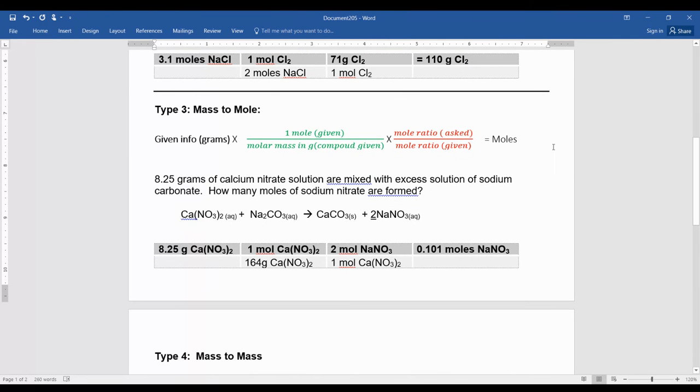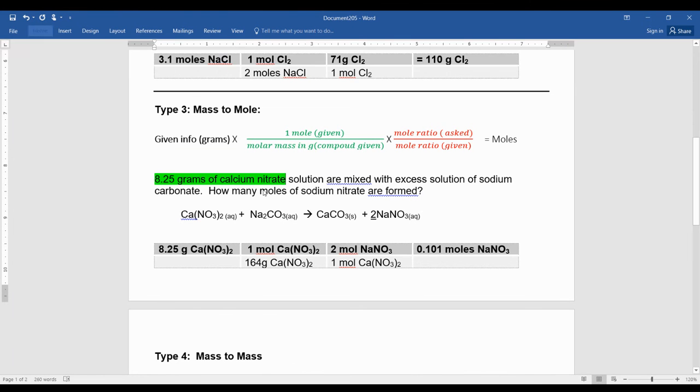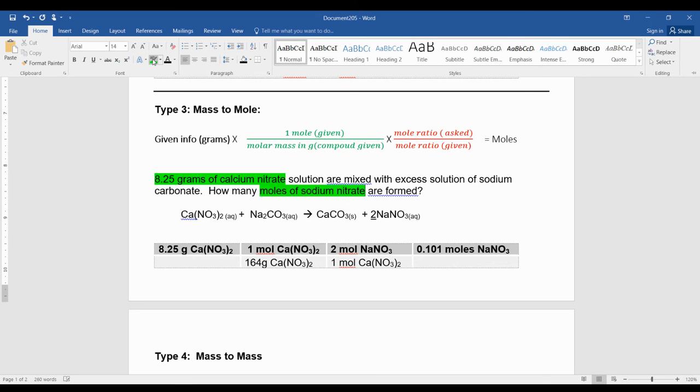Next problem goes from mass to mole. So you've been given something in grams. Let's highlight that. And you are going to convert it to moles of sodium nitrate. Let's highlight that. You see how I'm actually underlining or highlighting my given and my asked? That is your first step to be successful in problem solving. Always underline, and you know what to begin with then.